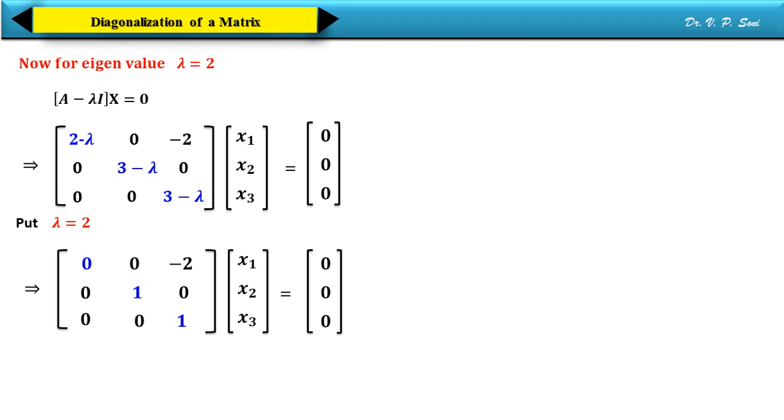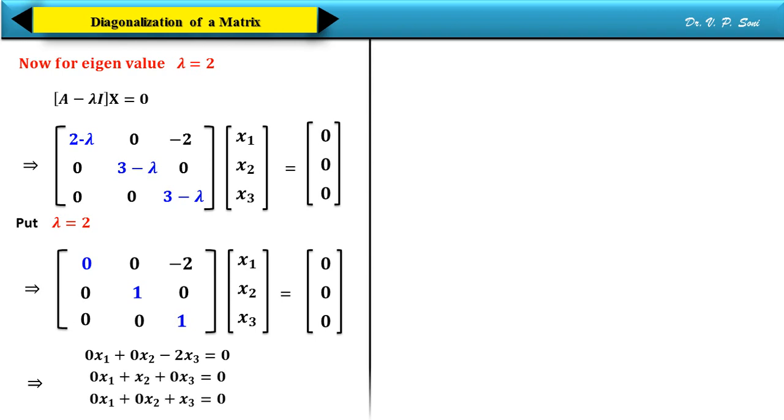Now multiply the two matrices. Then we get 0x1 + 0x2 − 2x3 = 0, 0x1 + x2 + 0x3 = 0, 0x1 + 0x2 + x3 = 0. This implies x3 = 0 and x2 = 0. Now we have only two equations and three variables, right? And we already have the values of x2 and x3 as 0. Therefore take x1 = t, where t belongs to R.